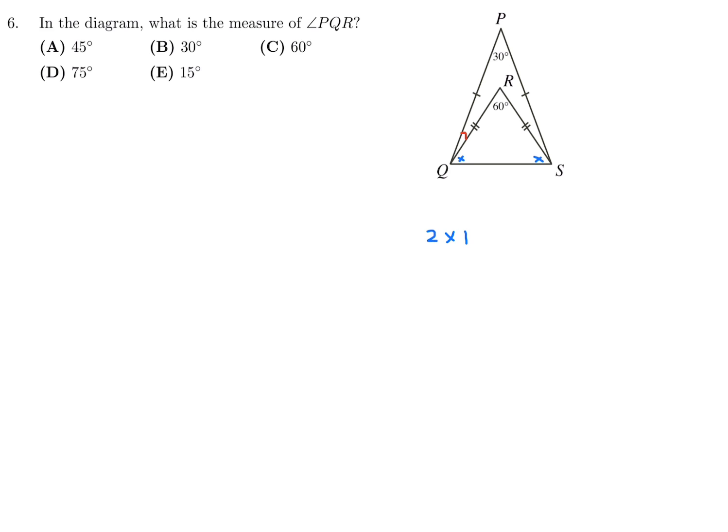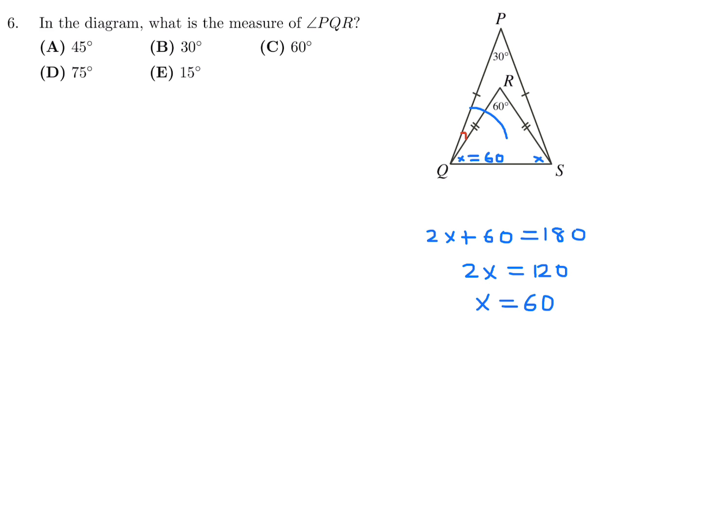So 2x plus 60 is equal to 180, and therefore 2x is equal to 120. x is equal to 60. So there we go. We got 60 there. And then in a very similar way, those two sides are equal, and therefore that triangle is also isosceles.